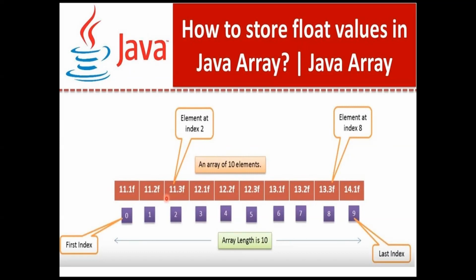For example, the element at index 2 is 11.3 float. An array of 10 elements. Okay. The element at index 8 equals 13.3 float.